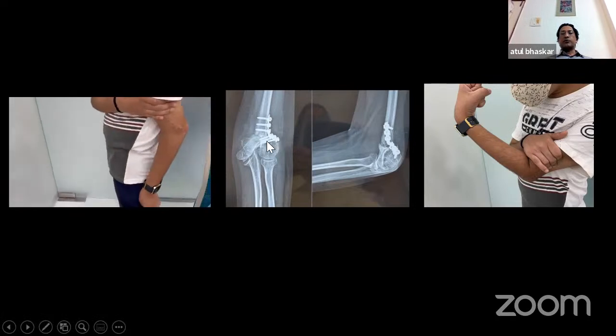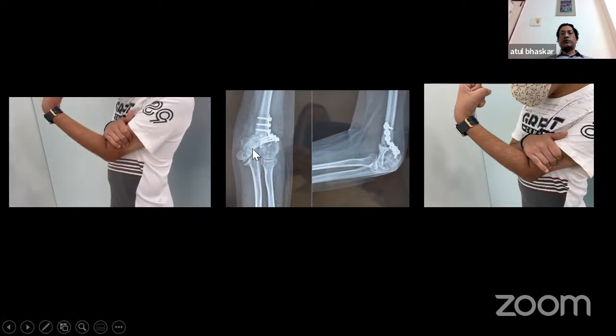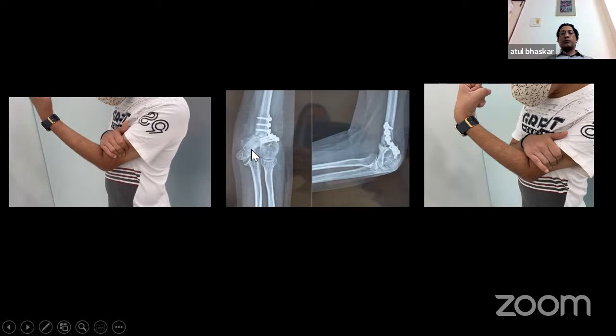So we did an extra-articular osteotomy without touching the intra-articular part. So in these long-standing cases, you cannot open the joint and try and reconstruct the joint because there is so much dysplasia because of the previous injury.